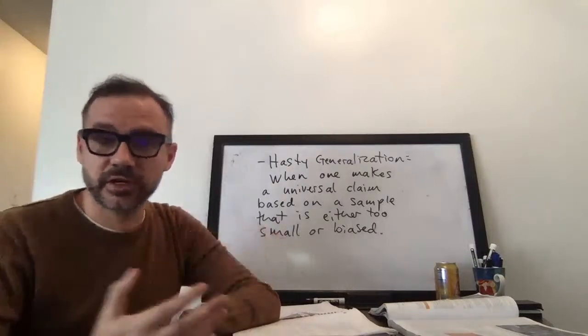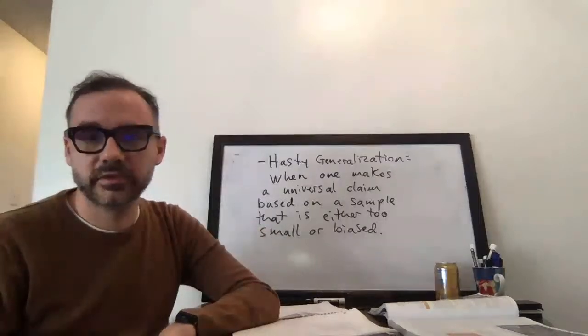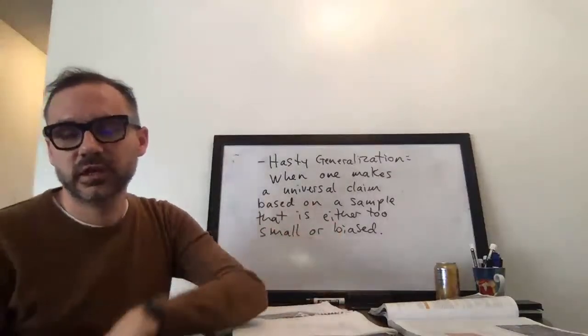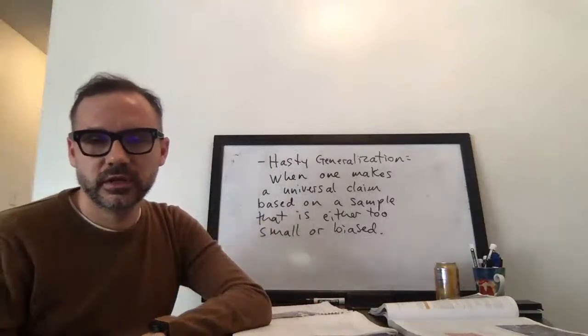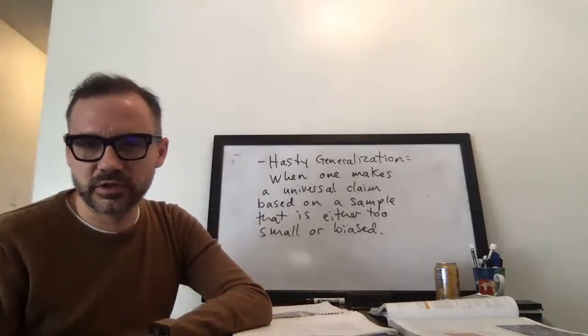Like if you just sample your friend group, they might share opinions similar to you. But then if you say all college students have these views, it could be skewed because of the relative selection bias in the group that you deal with.